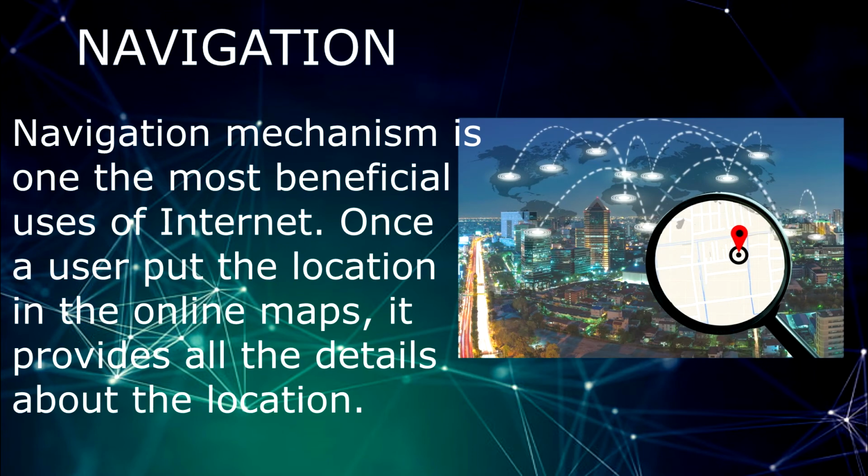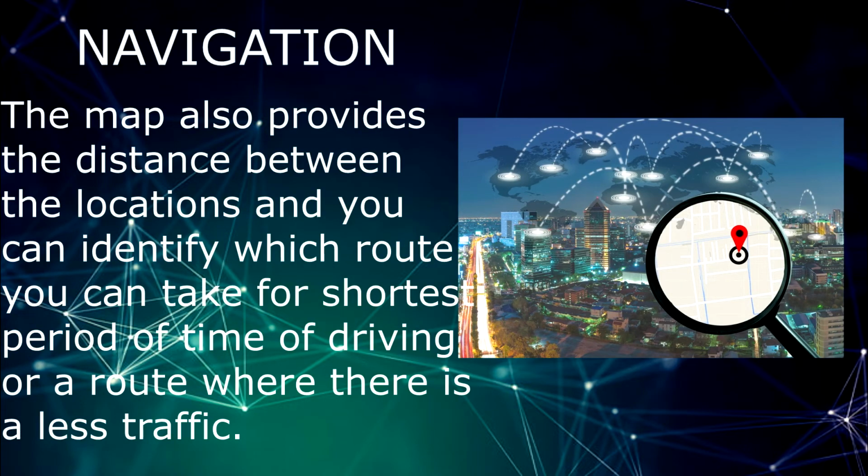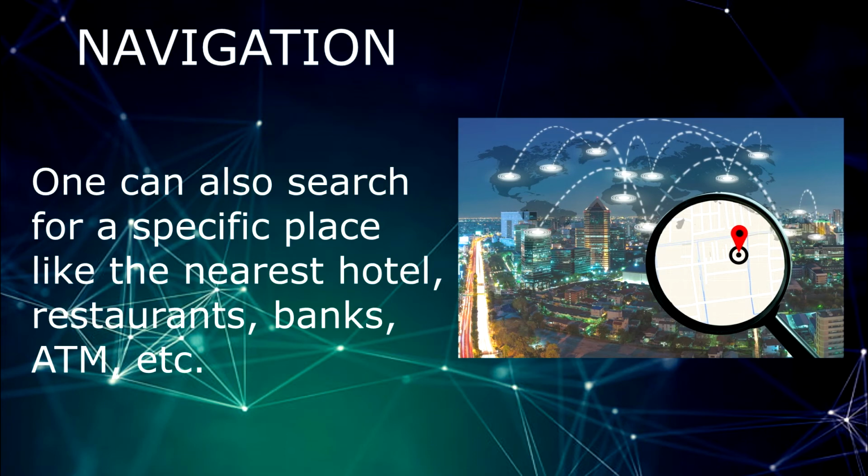Navigation. The navigation mechanism is one of the most beneficial uses of the internet. Once a user puts the location in the online maps, it provides all the details about the location. The map also provides the distance between the locations, and you can identify which route you can take for a shorter period of driving time or a route where there is less traffic. One can also search for a specific place like the nearest hotel, restaurants, banks, ATM, etc.